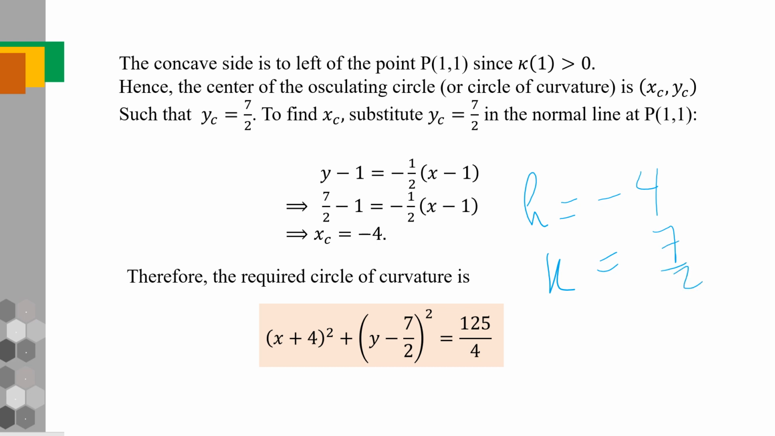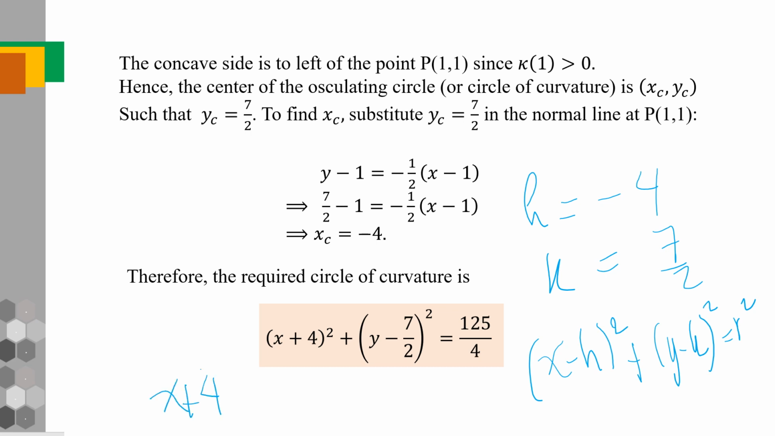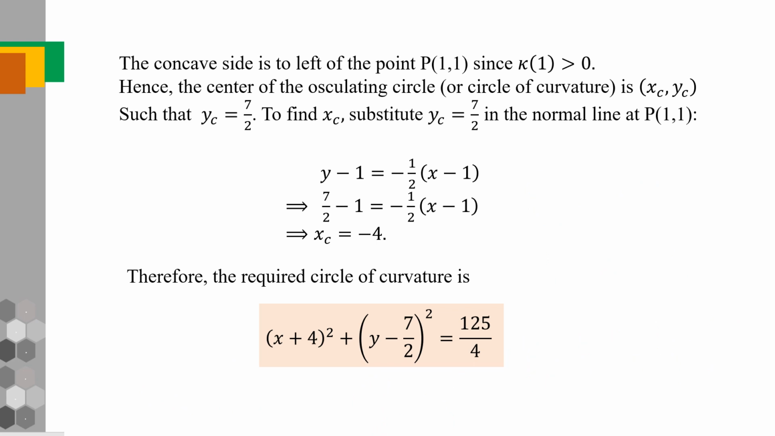So the equation of our circle is (x minus h) squared plus (y minus k) squared equals the radius squared. Our h is negative 4, so it becomes x plus 4, plus y, our k is 7 halves, so y minus 7 halves, squared, equals the square of the radius, so we have 125 over 4. So this is it.